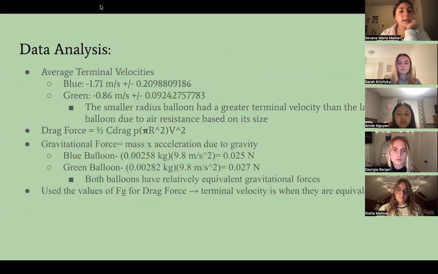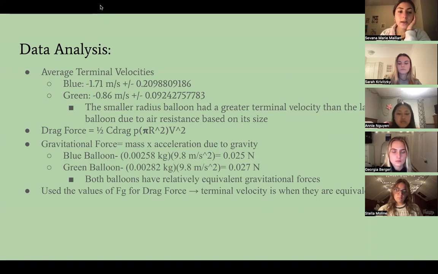So in terms of our data analysis, we calculated that the average terminal velocity for the blue balloon was about negative 1.71 with the standard deviation, and the green about negative 0.86 with standard deviation. And so we found that the smaller radius balloon, which was the blue balloon, ended up having a greater terminal velocity than the larger radius balloon due to air resistance based on its size.